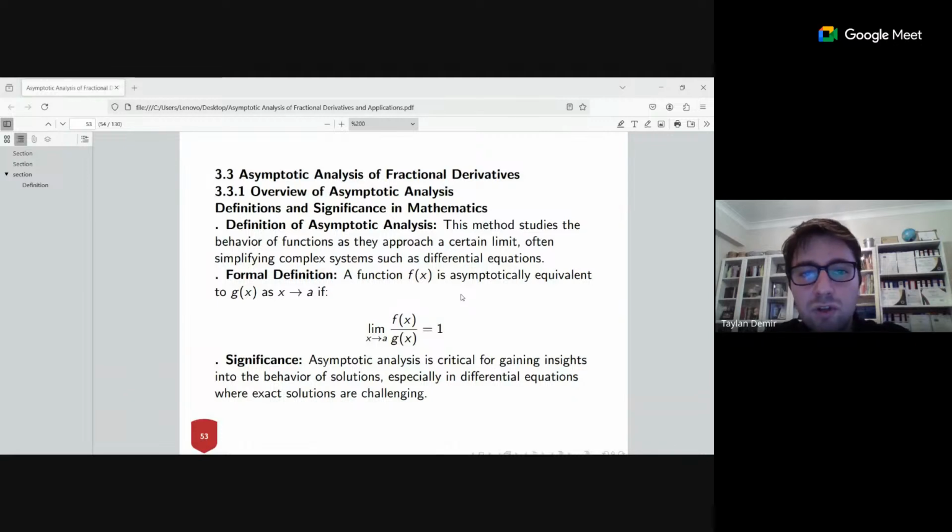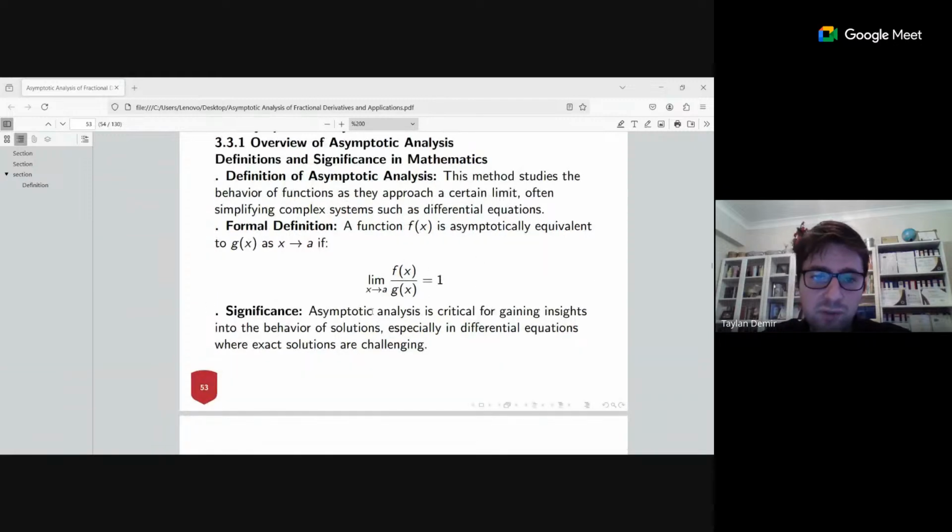Now, actually, this is my other main presentation topic, because I'm focusing on the asymptotic analysis of fractional derivatives, but I need to give the basic information of fractional calculus, because it is important. And the definition of asymptotic analysis: this method studies the behavior of functions as they approach a certain limit, often simplifying complex systems such as differential equations.